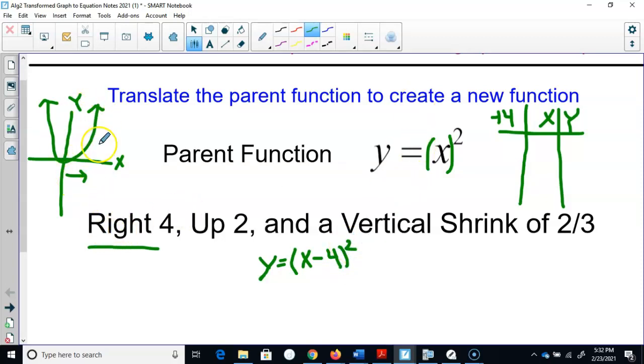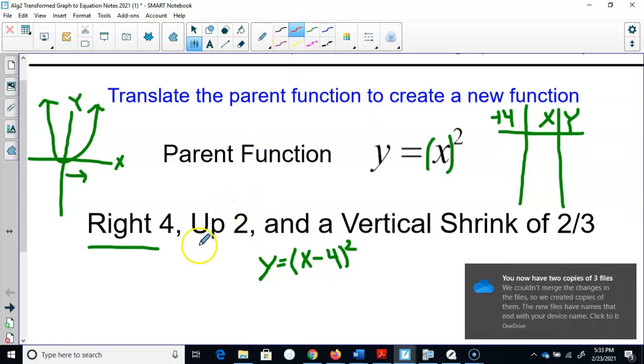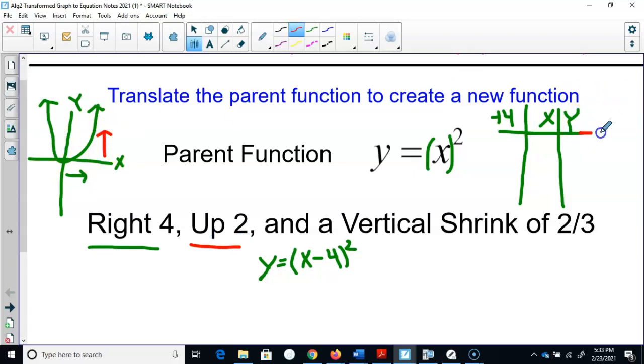Again, going right 4 on my parent function means I added 4 to my table when I was graphing that earlier. Okay. Next, let's talk about this up 2. Well, up 2 means I'm going up in the y direction. And so on my table, what I would have done is I would have added 2. I'm going to put it up over here for a reason, and I'll talk about why in a second.